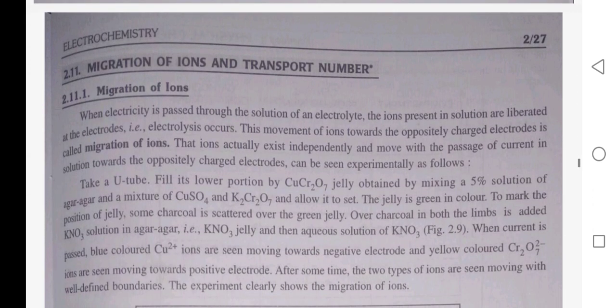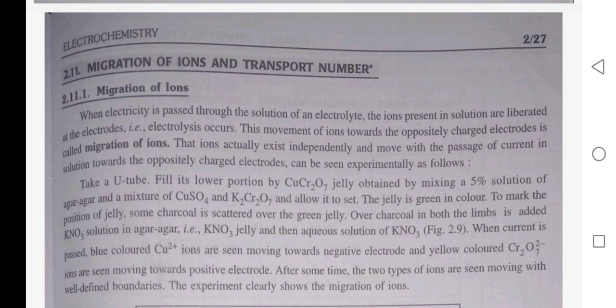Migration of ions and transport numbers. Migration of ions: when electricity is passed through the solution of an electrolyte, the ions present in the solution are liberated at the electrodes and electrolysis occurs. This movement of ions toward the oppositely charged electrode is called migration of ions. That ions actually exist independently and move with the passage of a current in solution toward the oppositely charged electrode can be seen experimentally as follows.